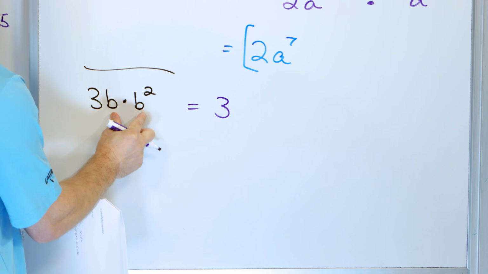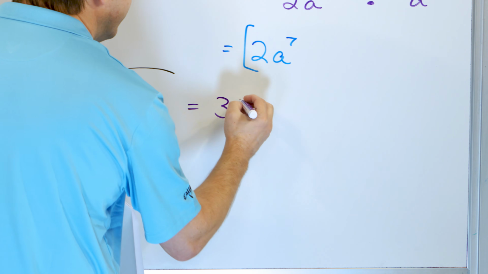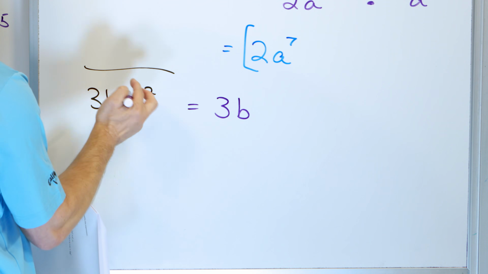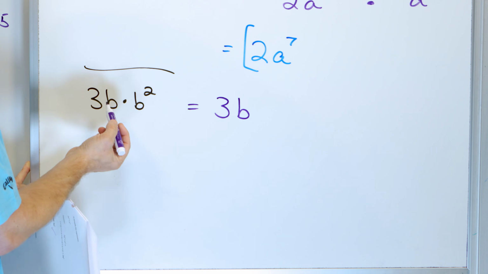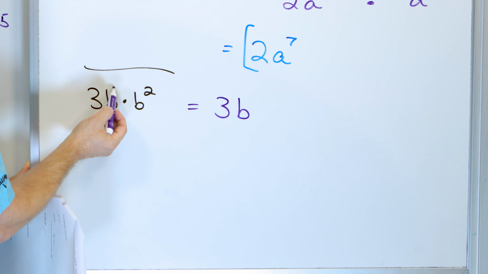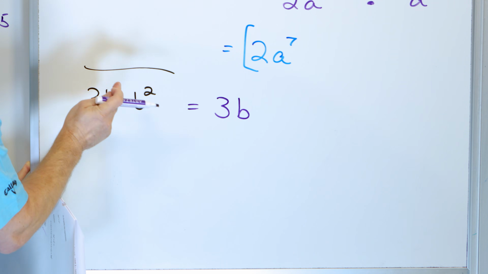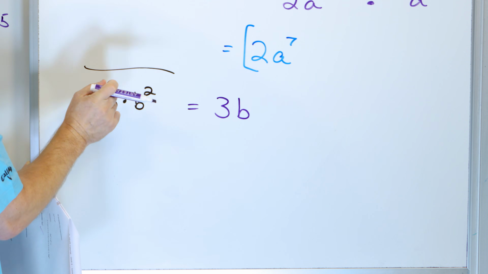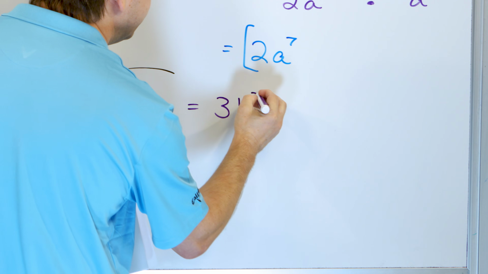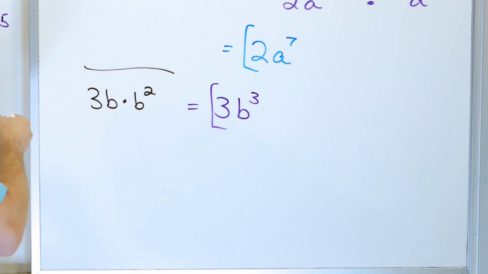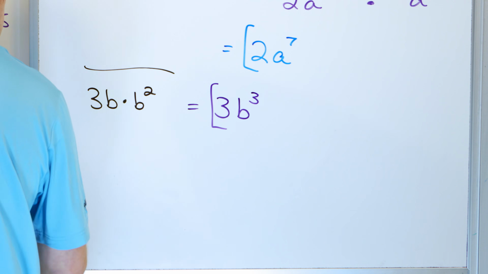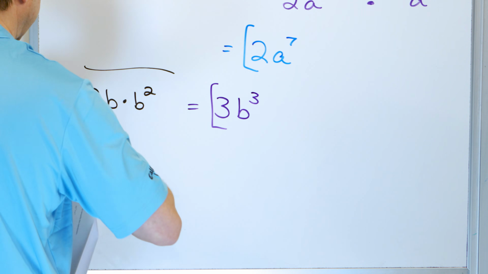But then we have b times b squared, same base. So the b goes into the answer and we add exponents, but there's no exponent here. You might say there's nothing there, but really there's an invisible 1 here, because b by itself is b to the 1st power. So this is really a 1 plus 2, which is b to the 3rd power. So that is the final answer, but let's just write it out just to see what it looks like.